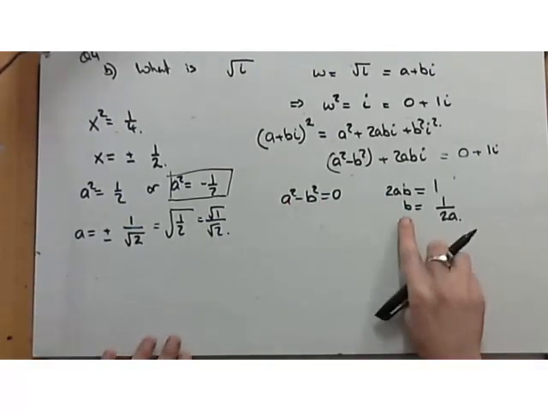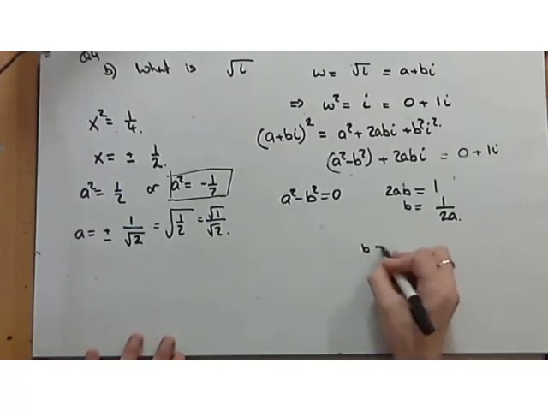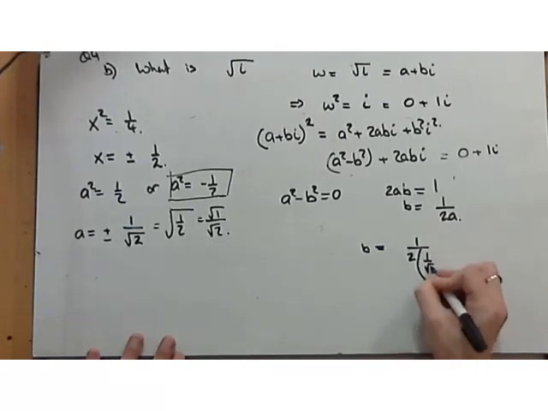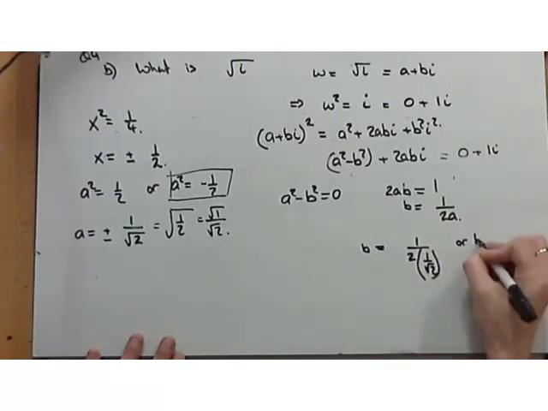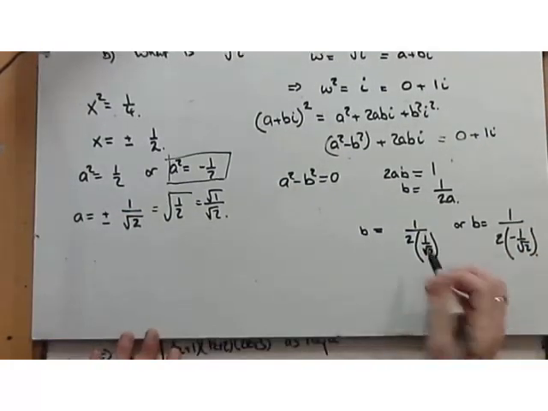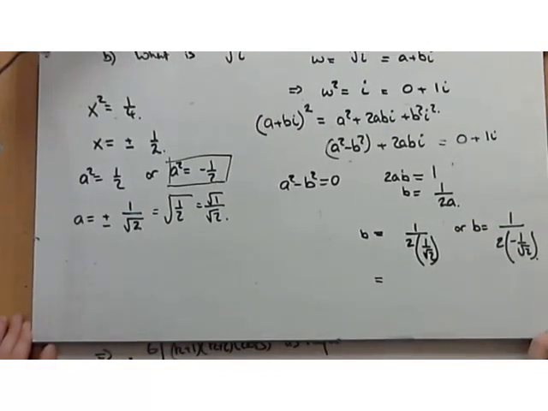Okay, and we know that b is 1 over 2a. So b is 1 over 2 times 1 over root 2, or b is 1 over 2 times minus 1 over root 2. So this is now 3-level fractions. They're a bit of a bugger. They're a bit weird to look at.